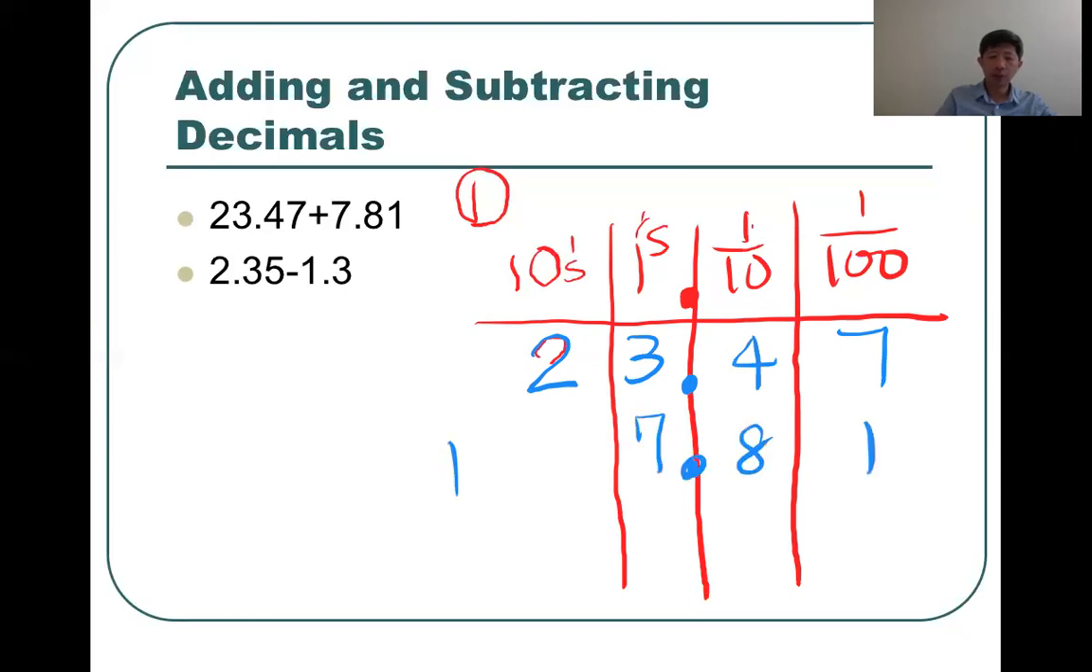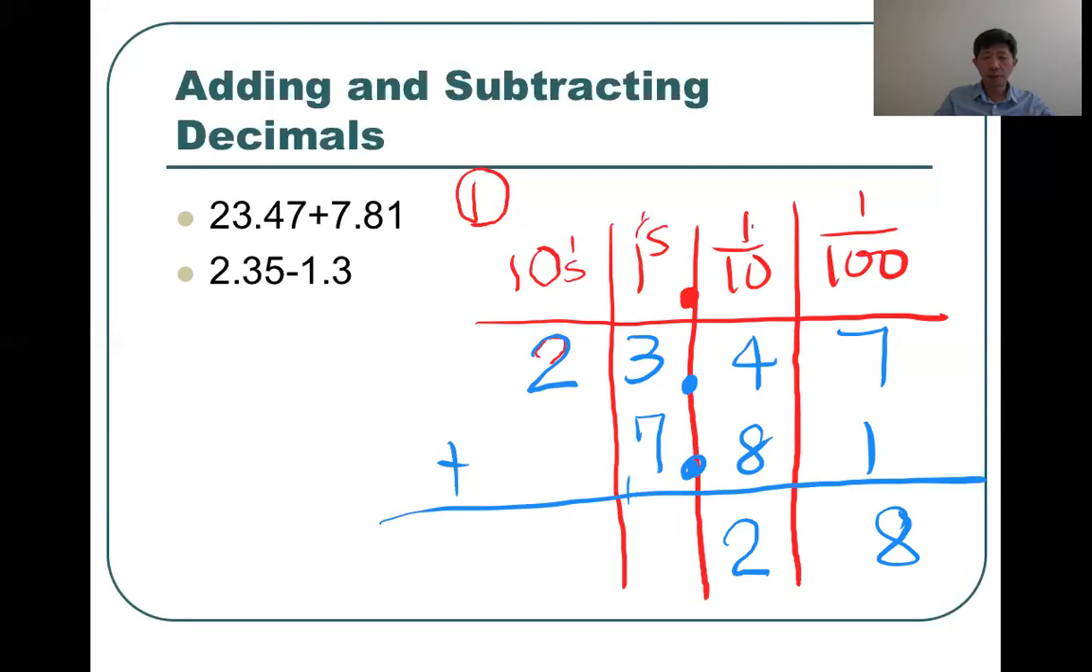So add the total: we got 8 for this, and we got 2 for this, 12, carry on 1. 7 plus 3 plus 1, which is 11, carry on 1 there. So 2 plus 1 equals 3. Don't forget the decimal point, so the answer will be 31.28, okay? This is the standard algorithm, and it's for everybody, okay?